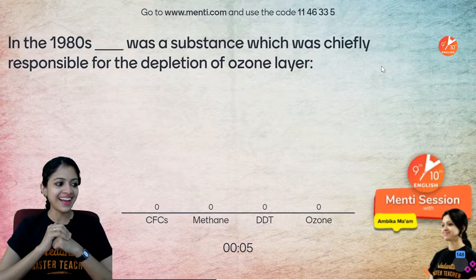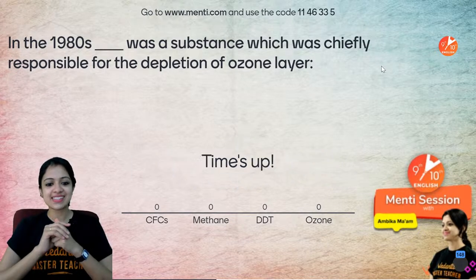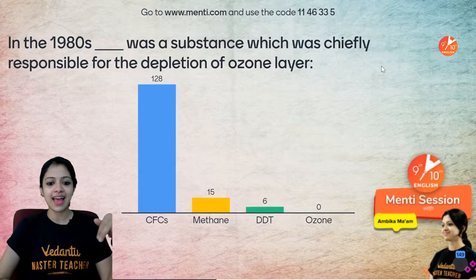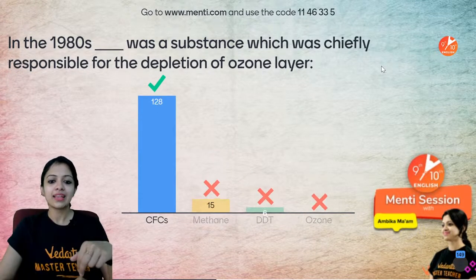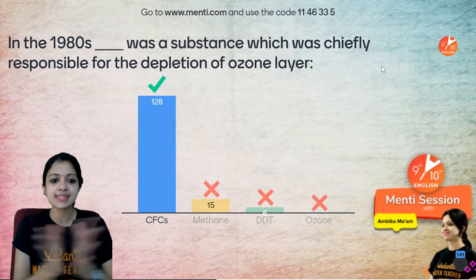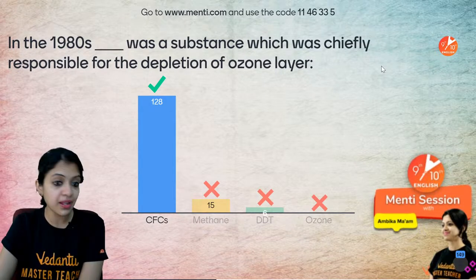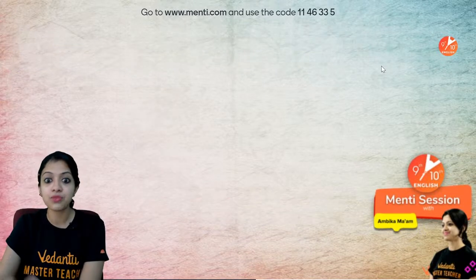Okay? And your last 3 seconds now. Let's look at the answer and your time is up. The answer is, of course, CFCs. Chlorofluorocarbons were identified as a substance which was chiefly responsible for the depletion of ozone layer.